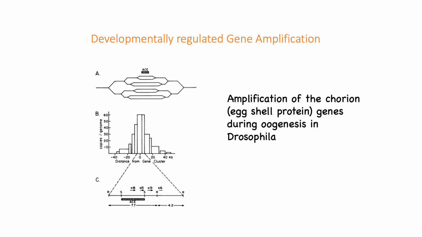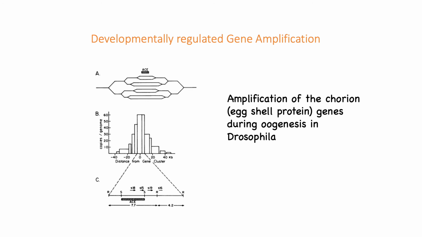Now you can look in the electron micrograph and see these nested set of replication forks. So there's an origin of replication near these chorion protein genes that is firing several times to produce this series of nested replication forks to produce this amplified set of genes in the follicle cells that surround the developing egg.